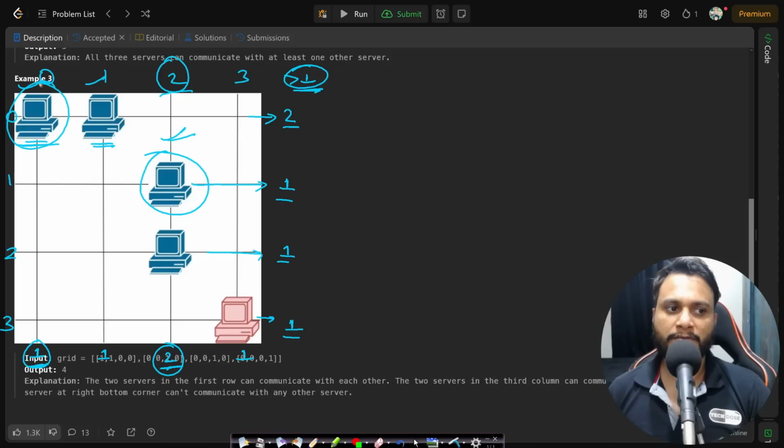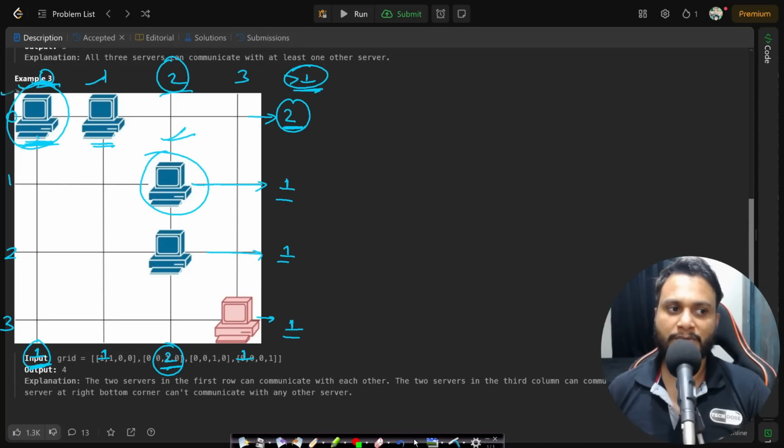So if you look at this server, the column count of this server is 1. That means there is only one server in column number 0, which is this server itself. So it cannot communicate with any other server in this column. But you have to look at the row count value, which is 2. That means there is another server in this row, right?